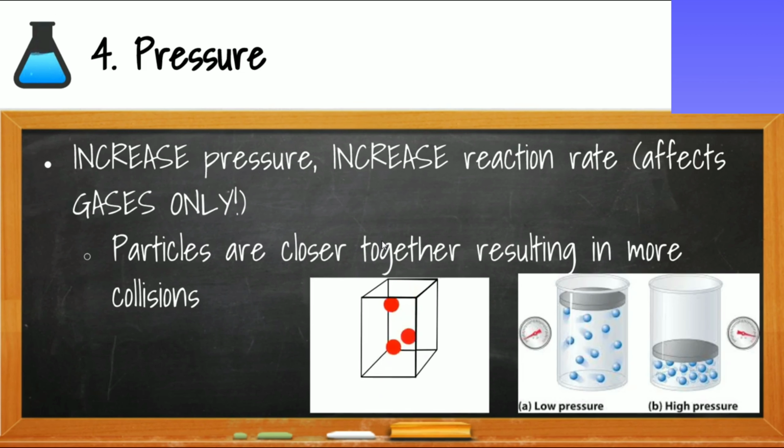Increasing the pressure of a gas is similar to increasing the concentration of a reactant. Increasing pressure of a gas increases the reaction rate because it causes more effective collisions. To increase the rate, we always increase the number of effective collisions. So as we increase pressure, you can see that the particles are closer together, and they're going to collide with one another more often.